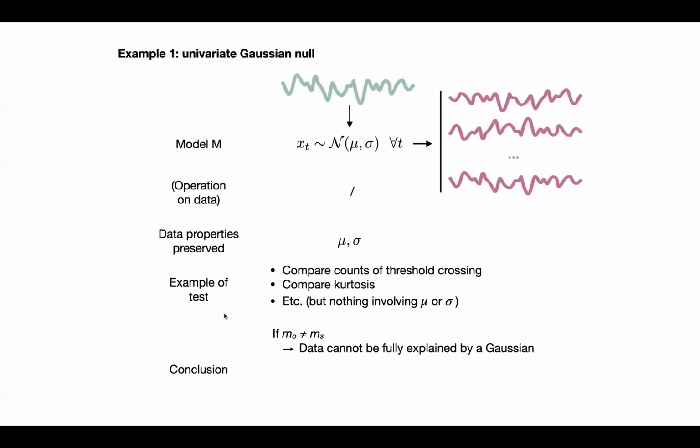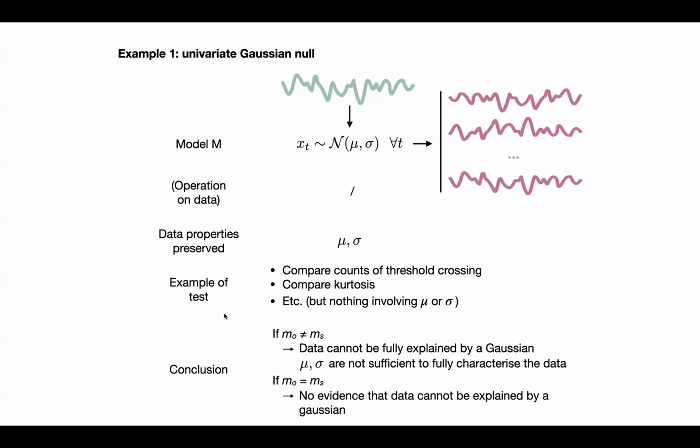How do you conclude when you have these values M0 and MS? If M0 is different from MS, then it means that the original data, the green data here, cannot be fully explained by a univariate Gaussian distribution, for example because there is autocorrelation in the time series. That's typically what you will observe in fMRI time series. If, on the contrary, M0 is equal to MS, then there is no evidence that the data cannot be explained by a Gaussian. And that's the only conclusion that we can draw from this.